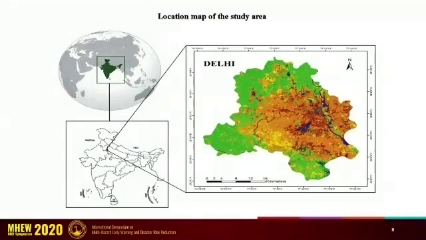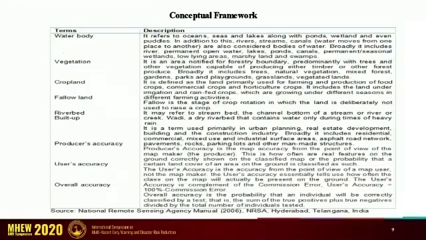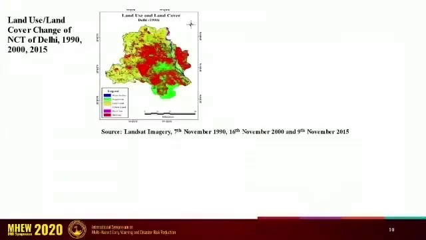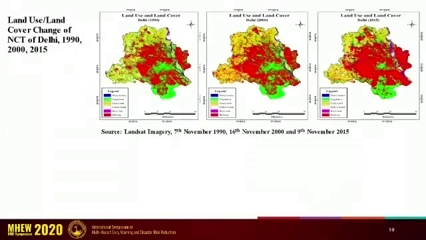This is the location map of the study area. And this is the conceptual framework which we have used in the entire study. These are the maps of land use land cover changes for the period 1990, 2000, 2015.